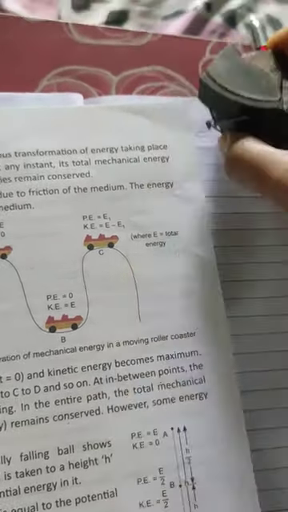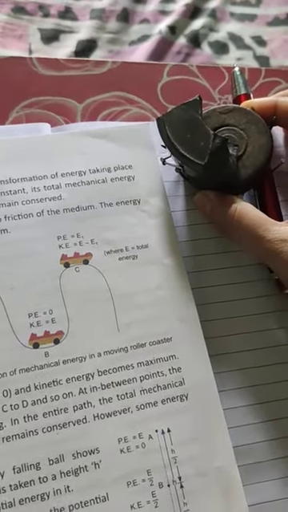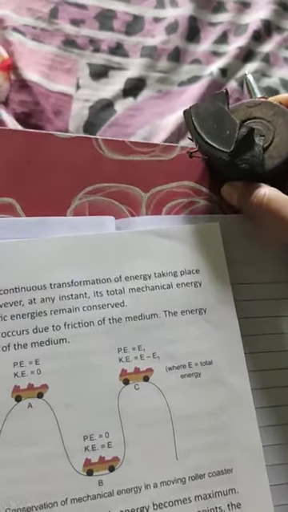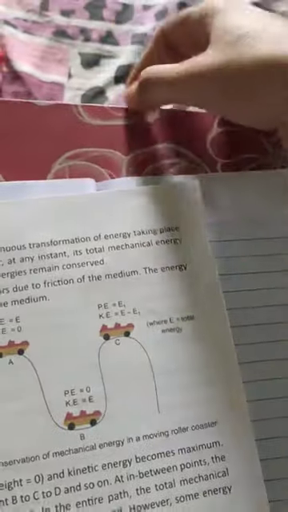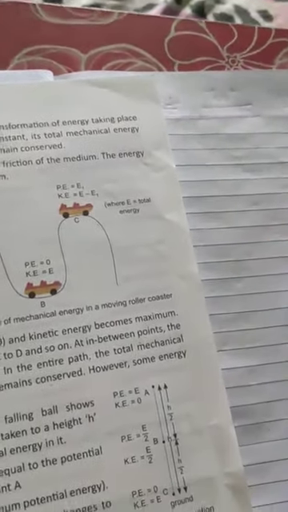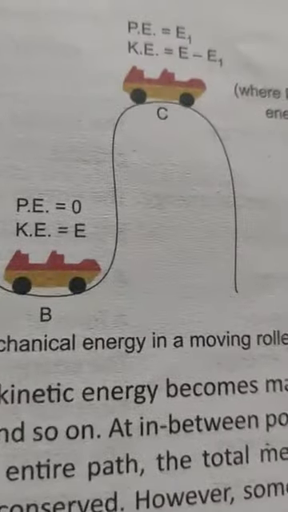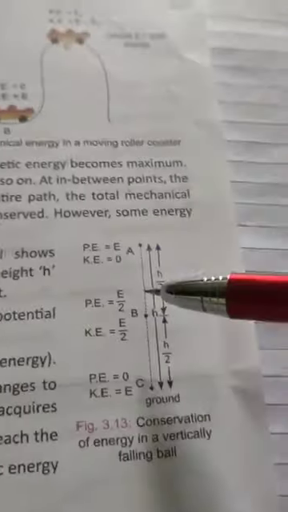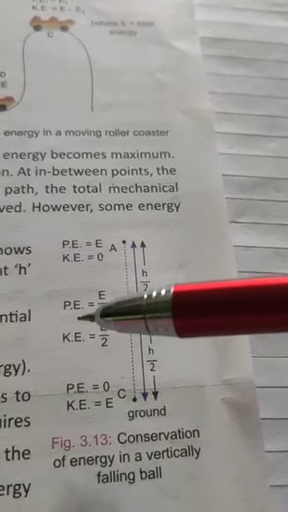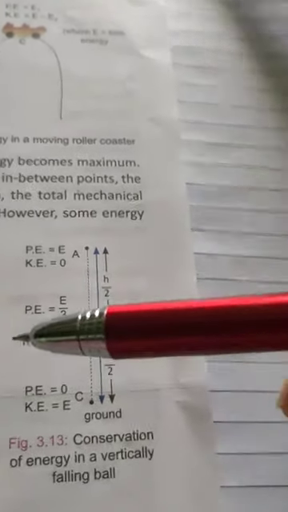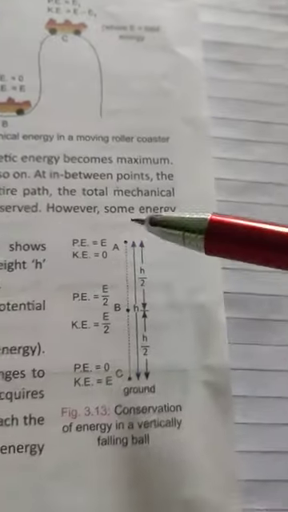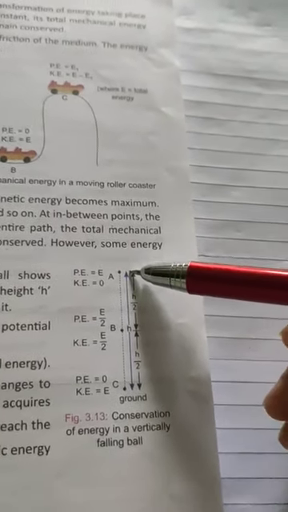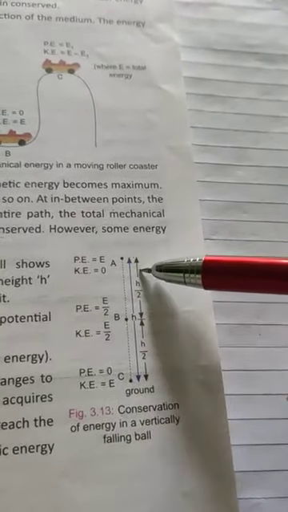stored at the maximum height. When it is thrown down, it will slowly convert into kinetic energy. So, a vertical falling object. You can see in the picture, a vertical falling ball shows conservation of mechanical energy when the ball is taken to a height h above the ground, point A. It stores potential energy in it.